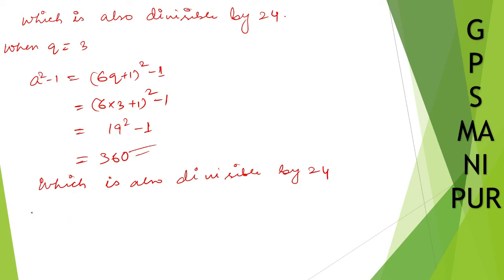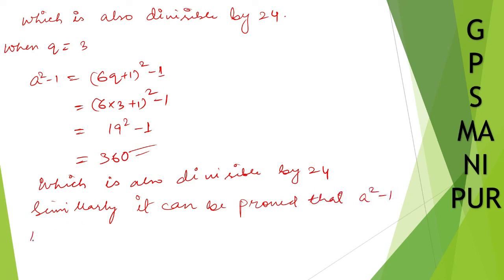Similarly, it can be proved that a² - 1 is divisible by 24 when Q is equal to 4, 5, 6, 7, and so on.